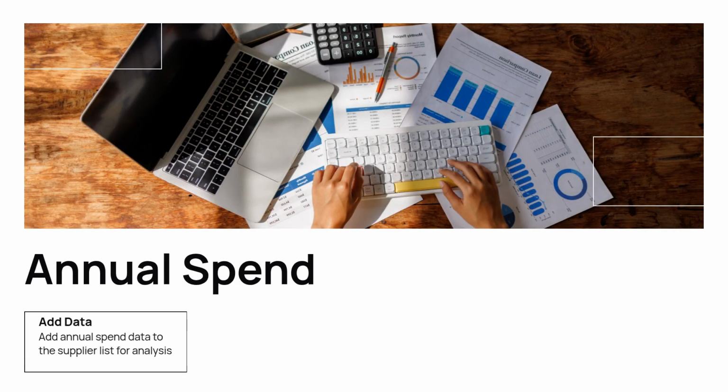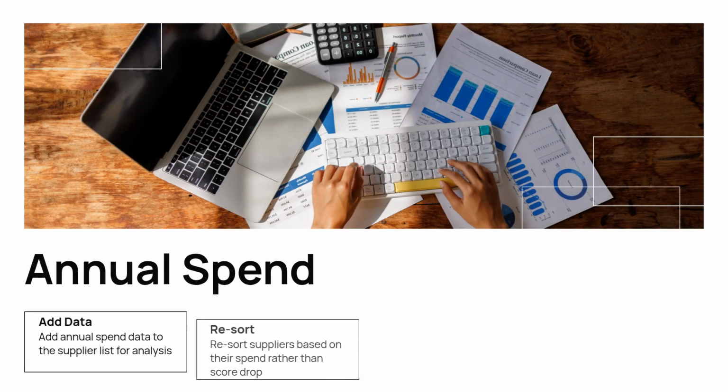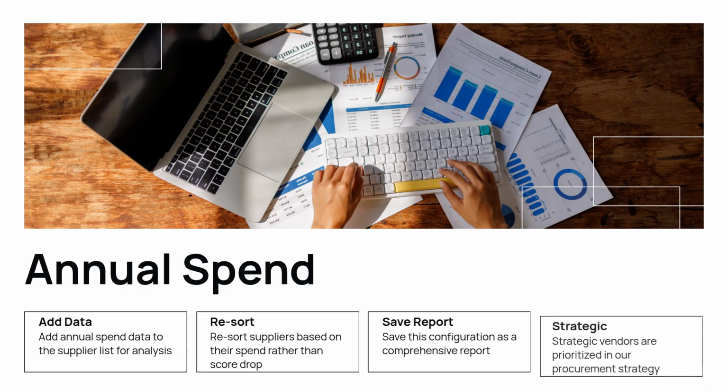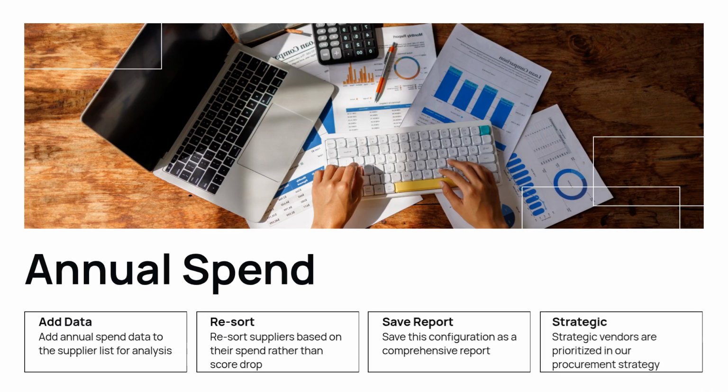Add annual spend data to the list. Resort suppliers by spend, not score drop. Save this as a report. This prioritizes strategic vendors. Tail spend suppliers are handled differently.